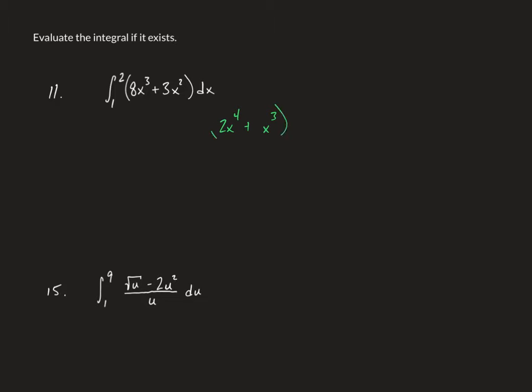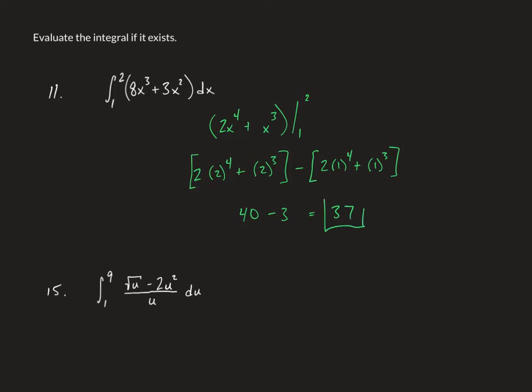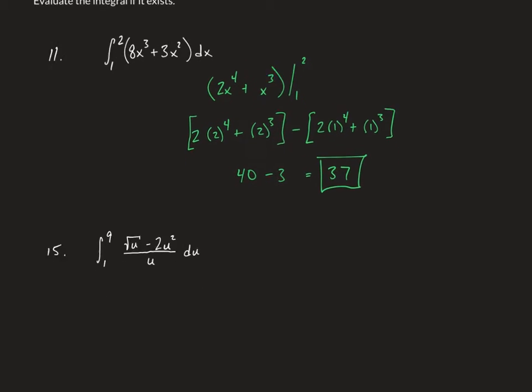And since that is the antiderivative, I now am going to use the fundamental theorem of calculus to evaluate that by taking the difference between this antiderivative evaluated at 2 and the antiderivative evaluated at 1. And I'm going to evaluate those. I should get 40 minus 3, which is 37. All right, on to number 15.